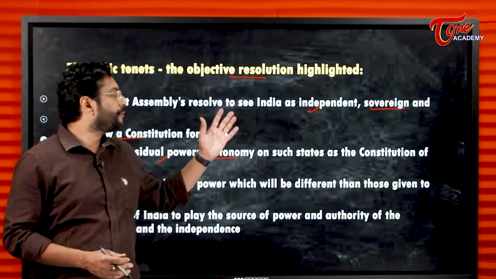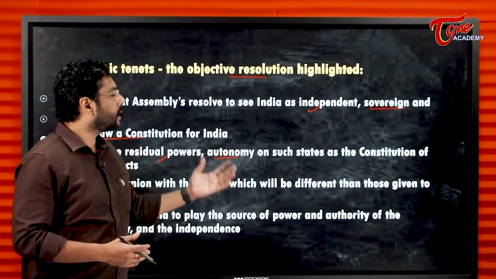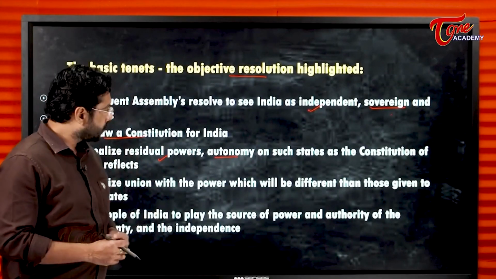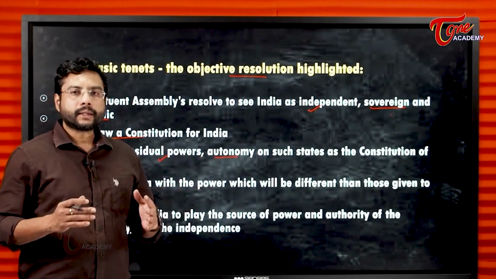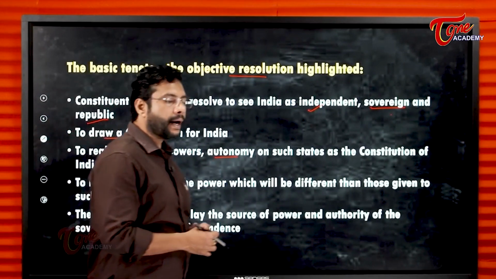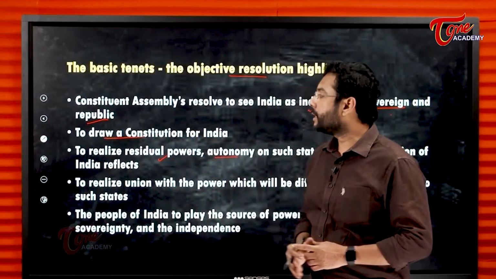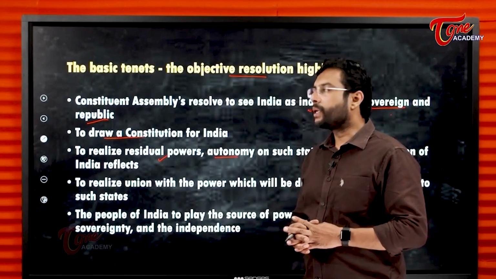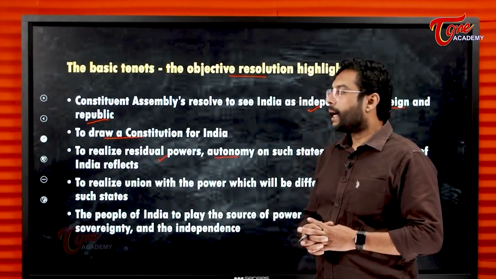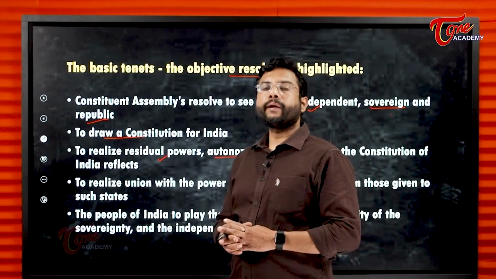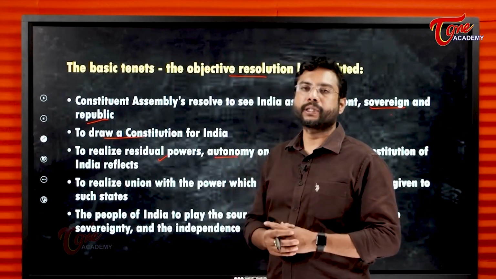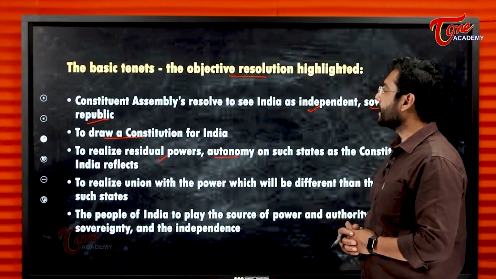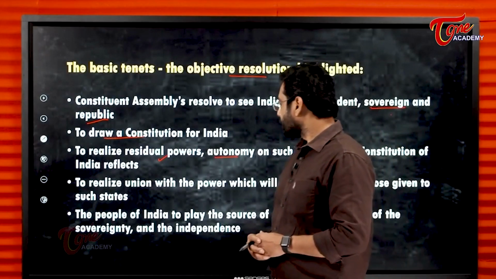Until then, before we introduced this Objective Resolution, the British had ruled us and it was their superiority. We had no autonomy, but now we have elected a Constituent Assembly to draft our own constitution, and we would be incorporating whatever Indian aspirations are, the will and wishes of the people of India, reflected in the preamble.